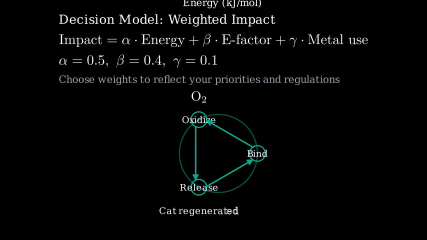Mechanistically, catalysts travel a cycle, bind substrate, perform the key redox step with oxygen, and release product while the catalyst is regenerated. This loop is what creates turnover.